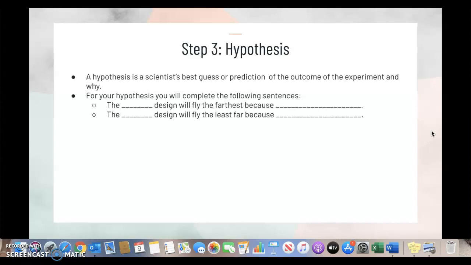Going along with that, we want you to look at the other end of things. So which paper airplane will fly the least? With that, I might fill it in and say the UFO design will fly the least far because it has really wide and bulky wings. Just use those descriptors to prove why you think your paper airplane will fly far or not far at all.